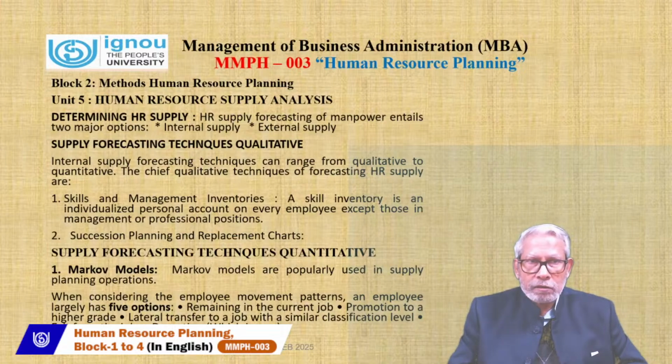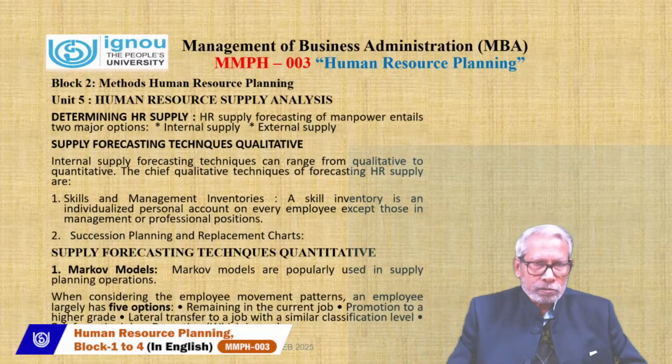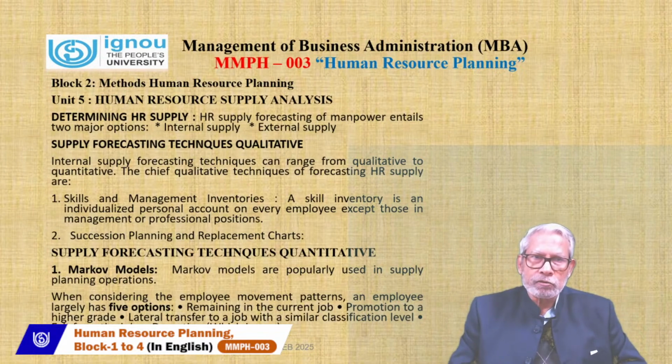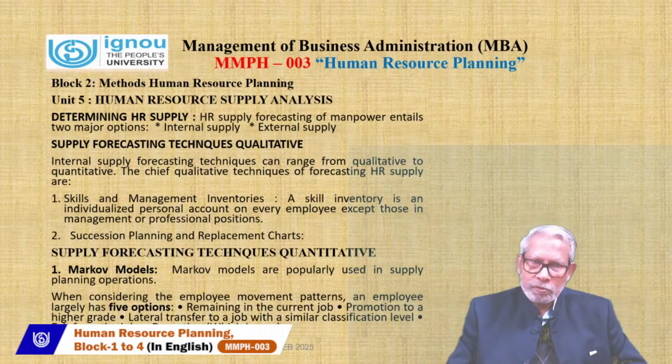Now, determining the HR supply. Now the supply part. The supply forecasting techniques are qualitative, and there are some techniques: skill and management inventories. What are the inventories that you have? Management inventories, and skill inventory, an individualized personnel account on every employee except those in management or professional positions, so everything is balanced up into a database. I mean, in the inventory you have to see where you are now.